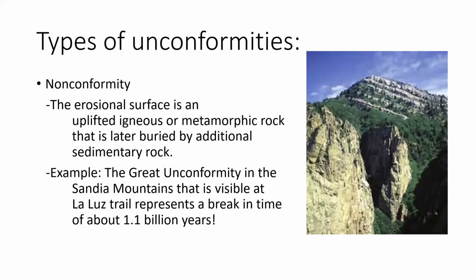So in a nonconformity, the erosional surface is uplifted, and it's an igneous or metamorphic rock that's later buried by a sedimentary rock. A great example of this is found over by Albuquerque in the Sandia Mountains. It's called the Great Unconformity, and here's a picture of it. It's visible from La Luz Trail, and it's a whopping 1.1 billion years of time that's completely missing as far as geology goes. Since that is a quarter of the time that Earth has been a planet, that's pretty impressive.